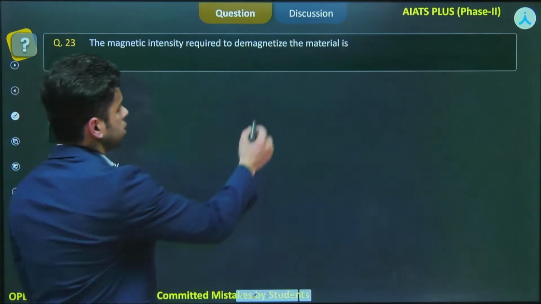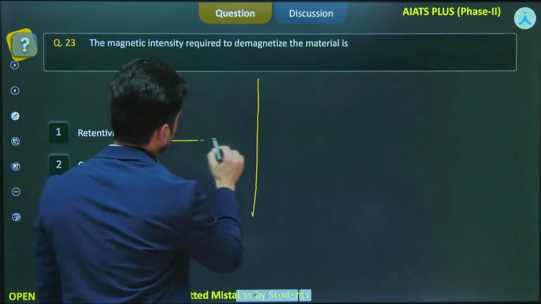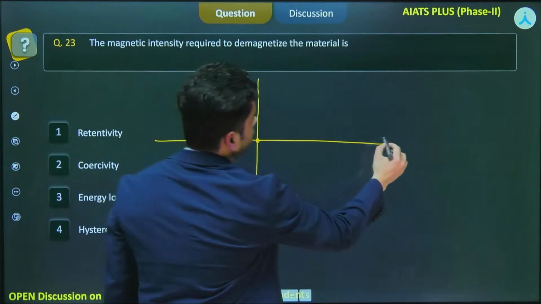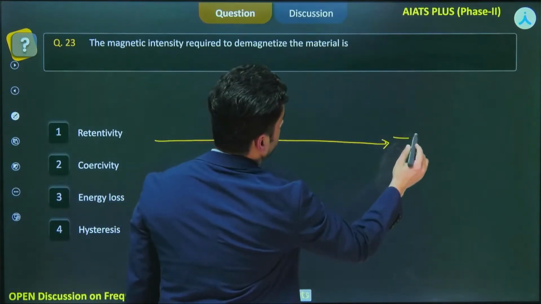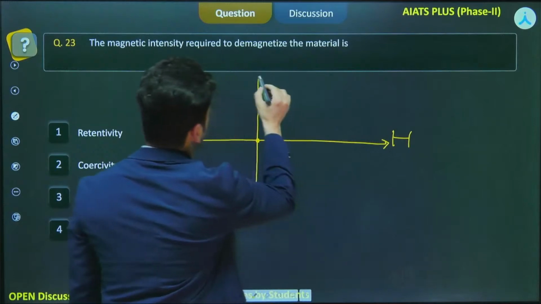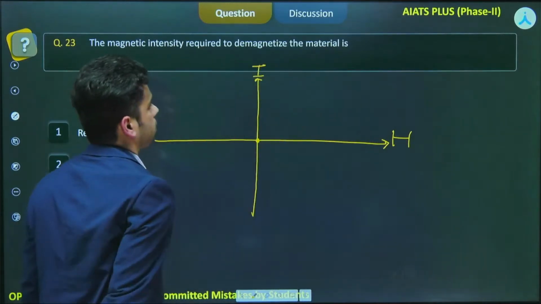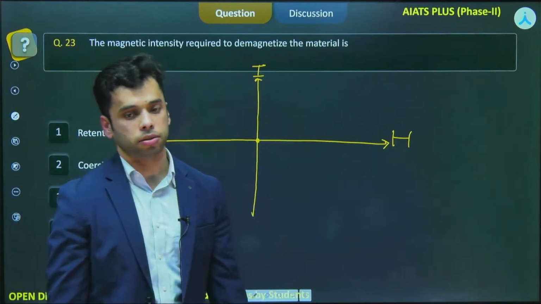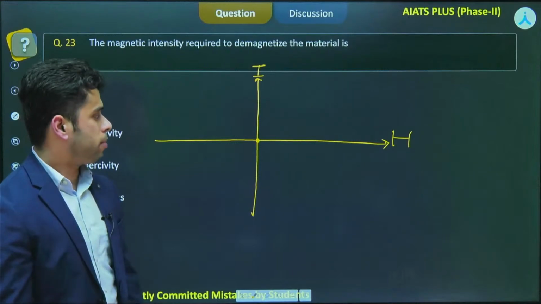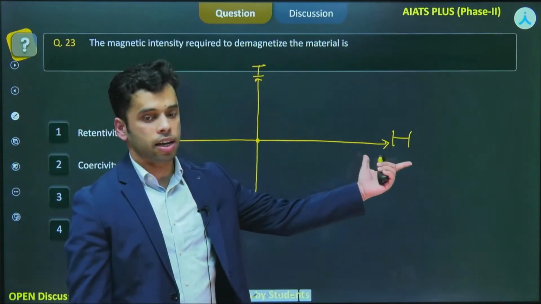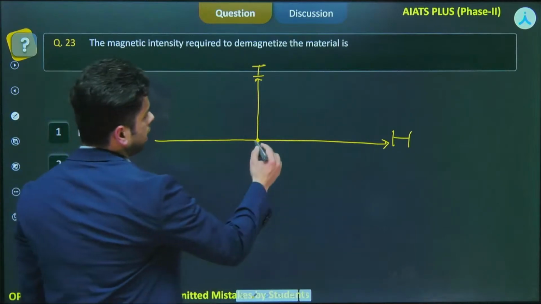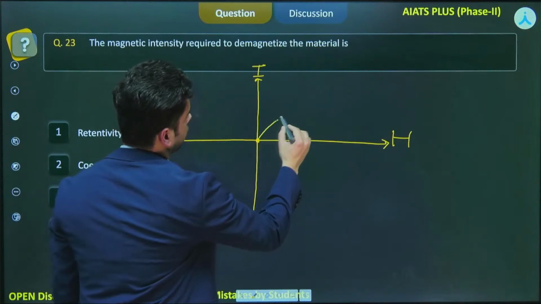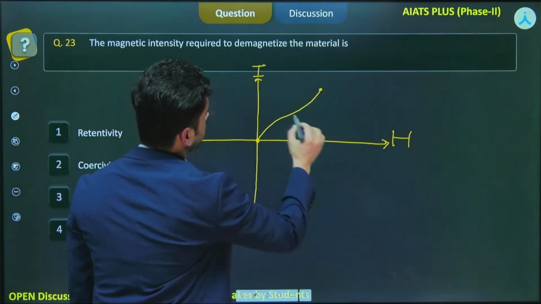Okay, let me draw the hysteresis curve for you. See, this is the hysteresis curve. Here is your magnetic intensity, and here is your intensity of magnetization. I hope you are clear with both these terms, magnetic field intensity and intensity of magnetization, right? Now as I apply the external field, the domains start getting aligned, and they will reach saturation. So this is the saturation point.